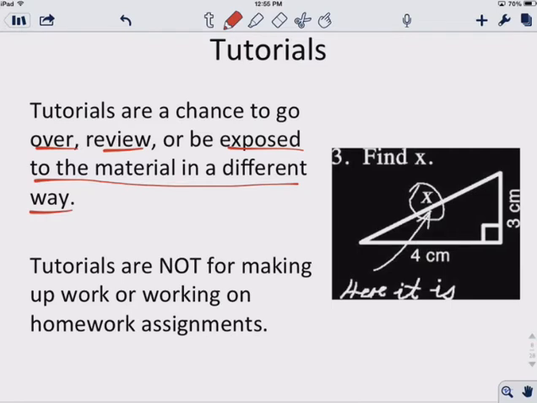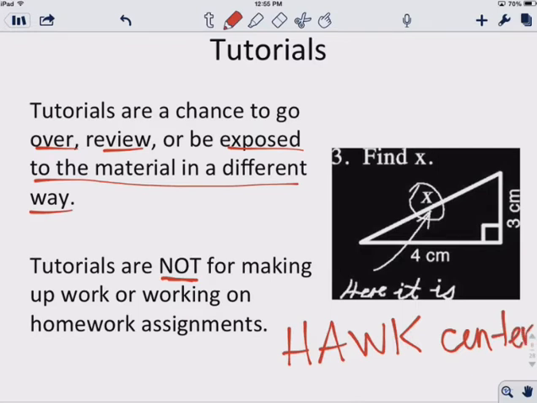One thing tutorials are not for is making up work and working on homework assignments. We will make a note here because I don't believe it appears anywhere else in these notes. All makeup work for pre-AP chemistry will be done in the Hawk Center, which, as most of you know, is down by the cafeteria, Tuesday, Wednesday, Thursday during lunches. So you will have to sign up so I know when and what to send down to the Hawk Center, but all makeup work will be taken care of there, or retests as well.